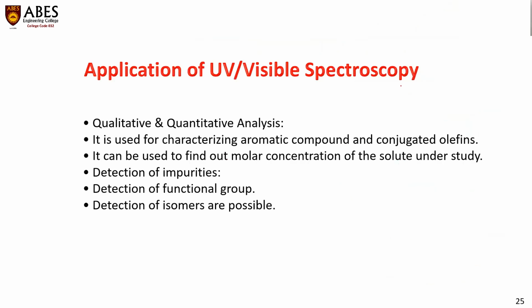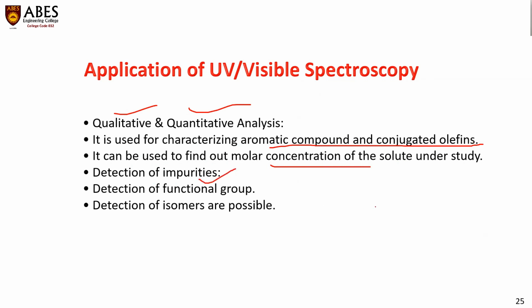There are applications of UV-visible spectroscopy by the Beer-Lambert law. We can do qualitative and quantitative analysis of samples. It is used for characterization of aromatic compounds and conjugated olefins, because conjugated and aromatic compounds show the bathochromic shift. It can be used to find out the molar concentration. By the Beer-Lambert law, we can calculate the molar concentration of the solution.